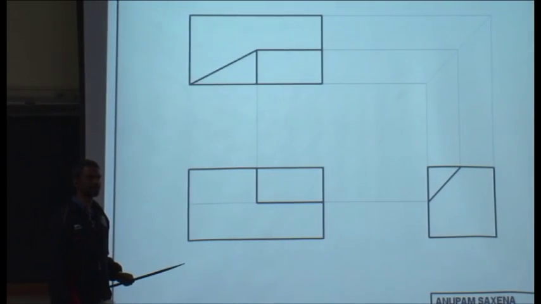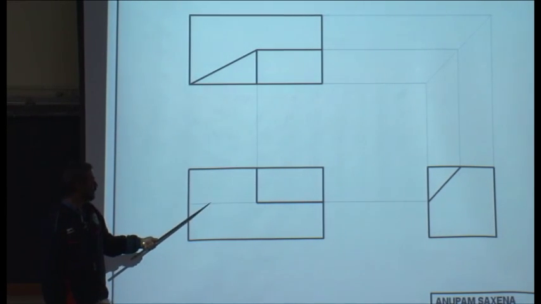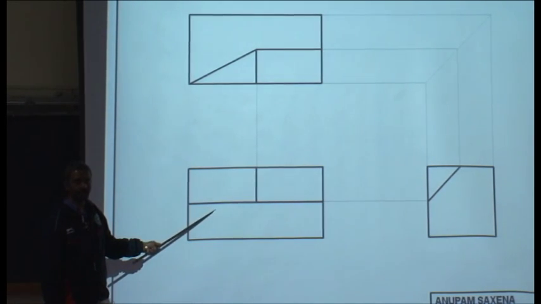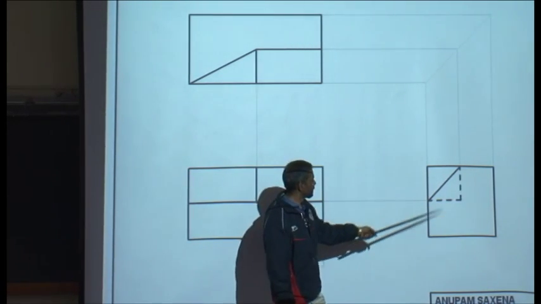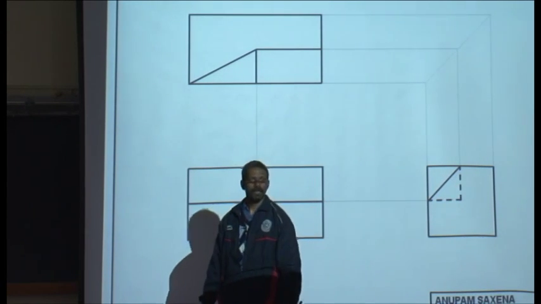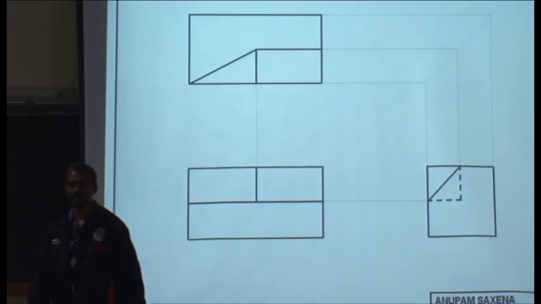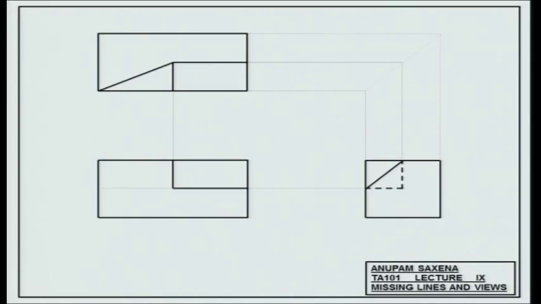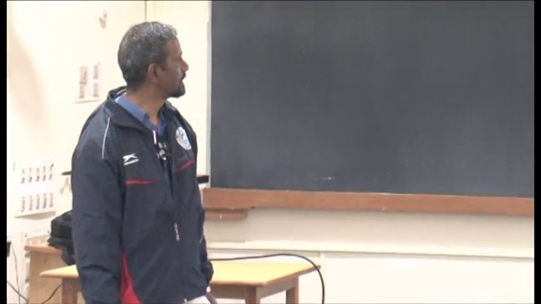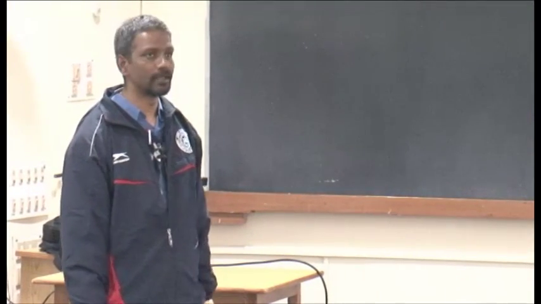Chirag and others. Line number one. Line number two. Line number three. If I draw these three lines, I get to see a solid which looks like this. However, if I draw this line instead, then I do not need these two hidden lines, in which case the solid is going to look like this.